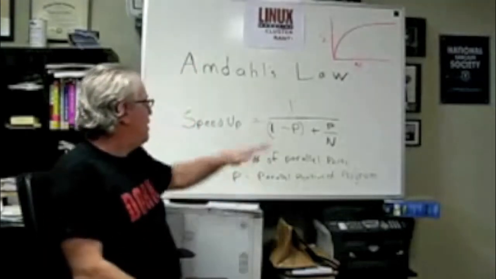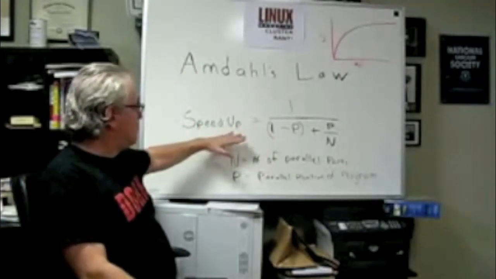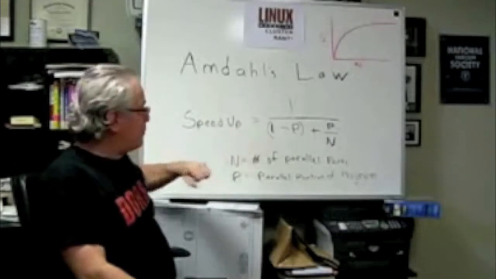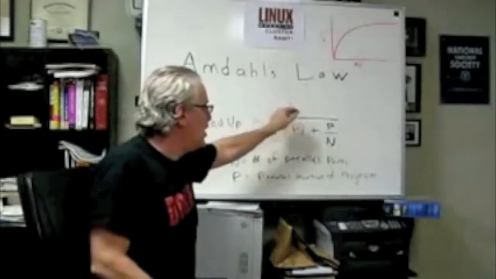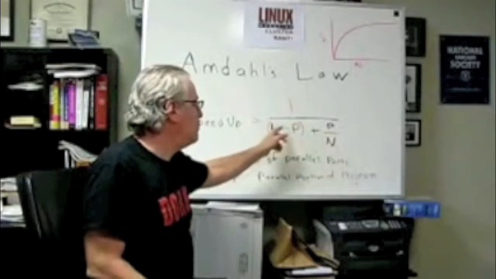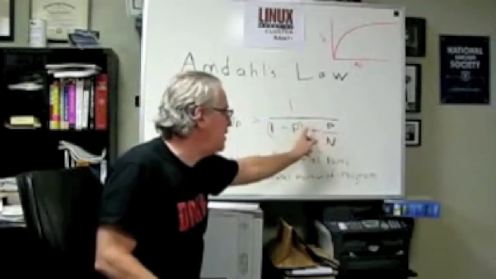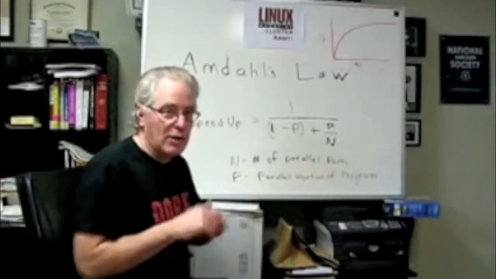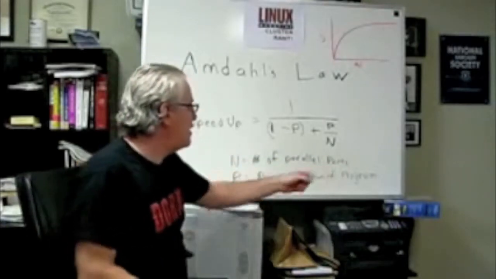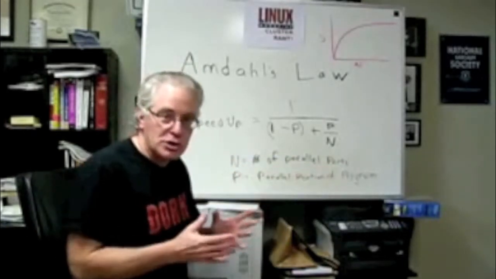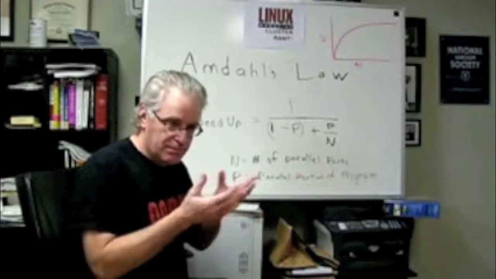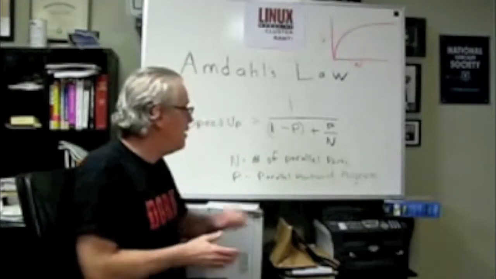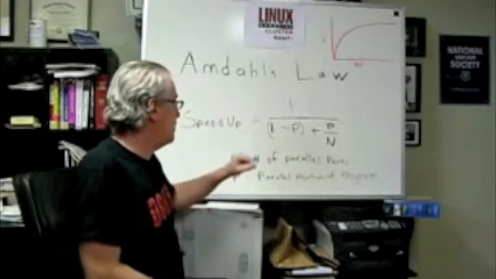Now, we have this equation that reads like this. The speedup you can expect equals 1 over (1 minus p) plus p over n, where n is the number of parallel parts and p is the parallel portion of the program, the percentage of the program. A few things to notice about this.